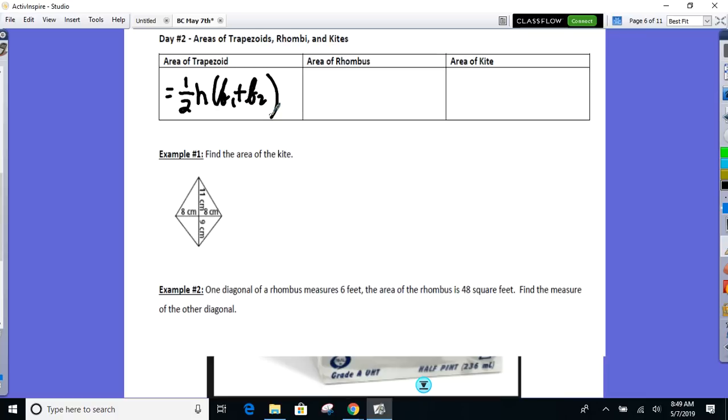And again, the B stands for base length. A trapezoid has two bases which are parallel to each other. Those are the ones we use.